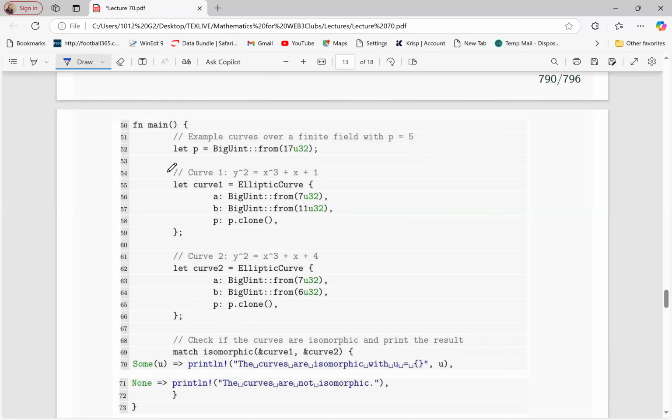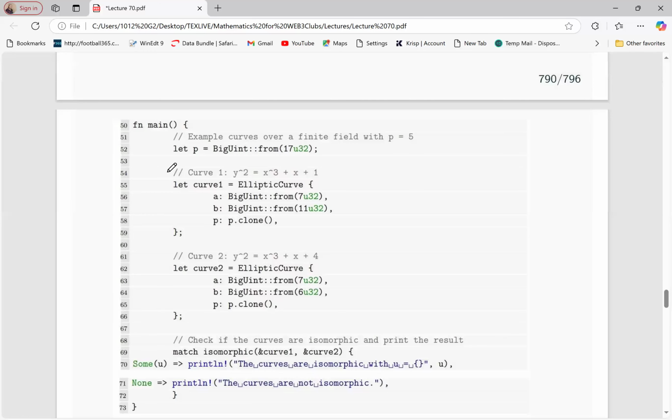Now, of course, we have the main function. This is where we insert our A, our B, and our P. For instance, in my example, my A for the first curve is 7. So I'm talking about y square is x cubed plus 7x plus 11. And the modulus I've chosen, my P, is 17.